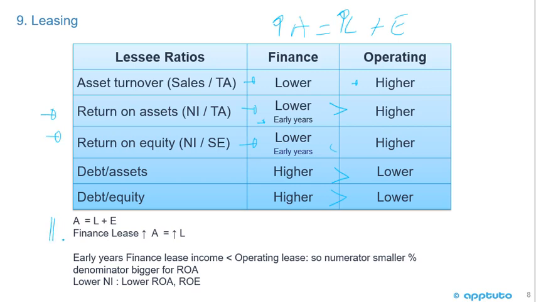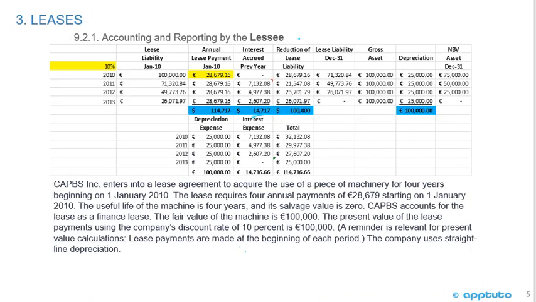Assets equals liabilities plus equity. Finance lease, increase A, increase L. In the early years, with the finance lease, the net income is less than the operating lease, so the numerator is a smaller percentage, and the denominator is big for ROA. Lower net income means lower ROA, lower ROE. And that's the last slide for this LOS. Thank you. So we're just going to walk through some of the accounting now with regards to the lessee.